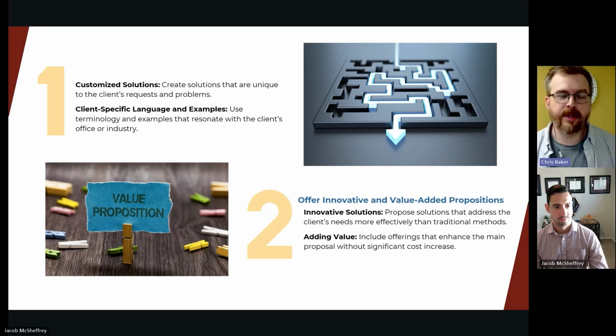Sometimes people have templates they use for RFP responses, and that's fine, but you want to customize it as much as possible for each individual response that you're going to craft. Show them how your approach is uniquely beneficial to them.